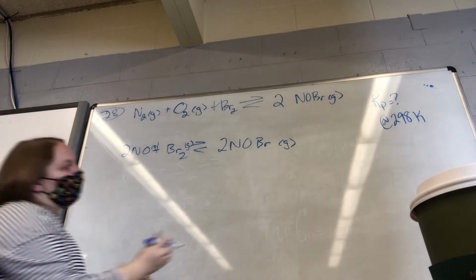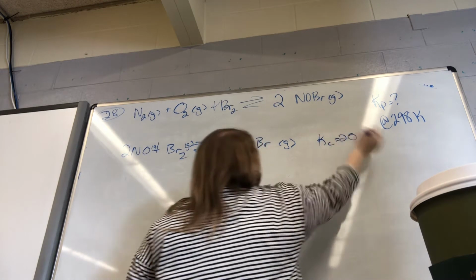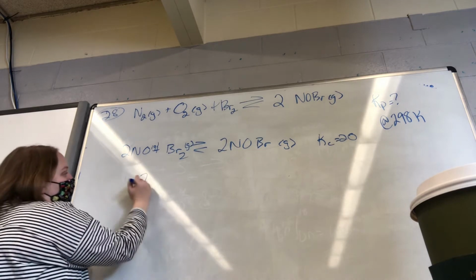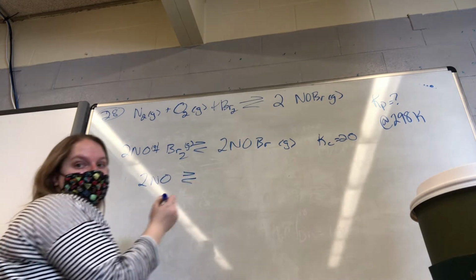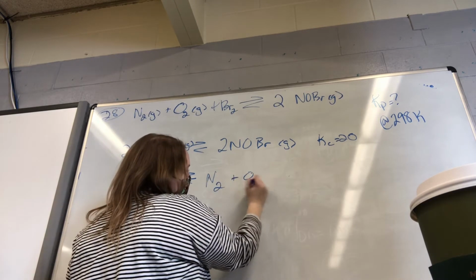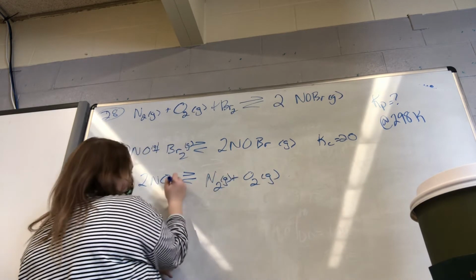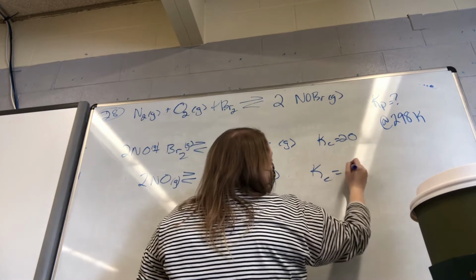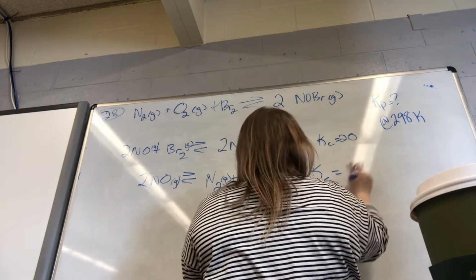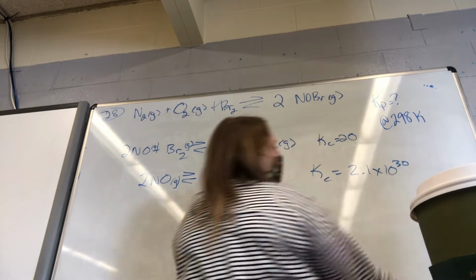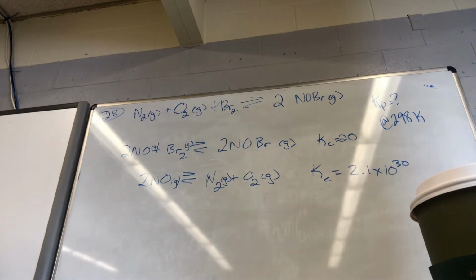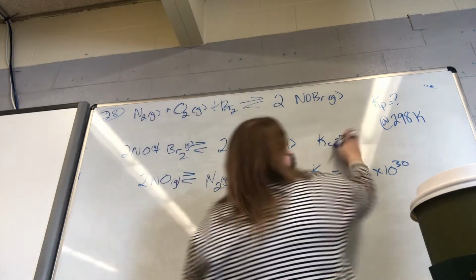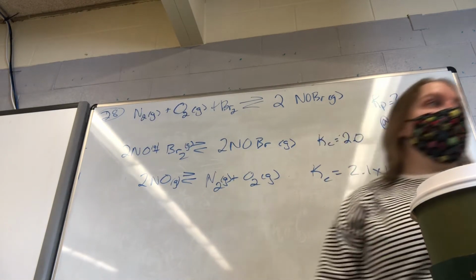So the first one, we were given Kc equals 20. In the second one, we were given another value. Now, yesterday we talked about how Hess's law says we can add two things together to get a goal reaction. What did I say? The first Kc is 2.0. Yeah, is it 2.0? Yep. Did I screw anything else up?